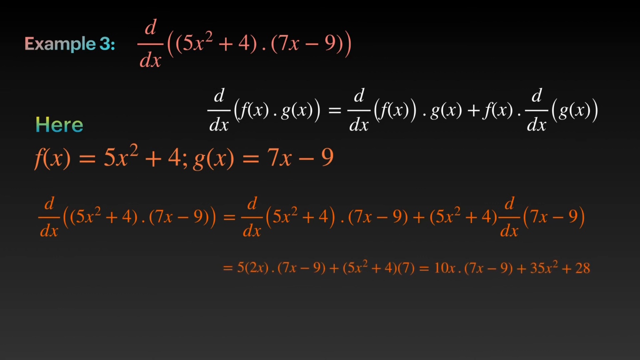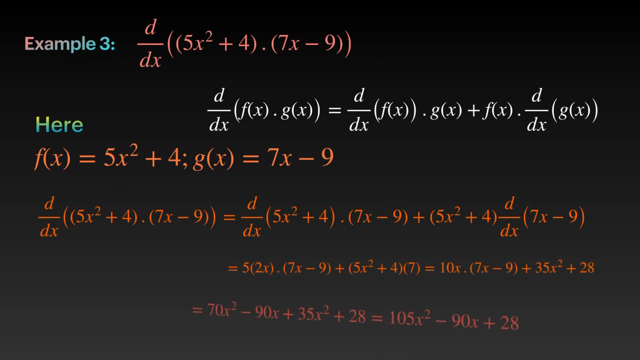It's your choice to leave the answer like this or write it in simplified form. If you want to simplify, you can write this expression by multiplying 5 with 2, you will get 10x into 7x minus 9 plus 35x square plus 28. Now just adding, subtracting and multiplying, you will get the final expression 105x square minus 90x plus 28.